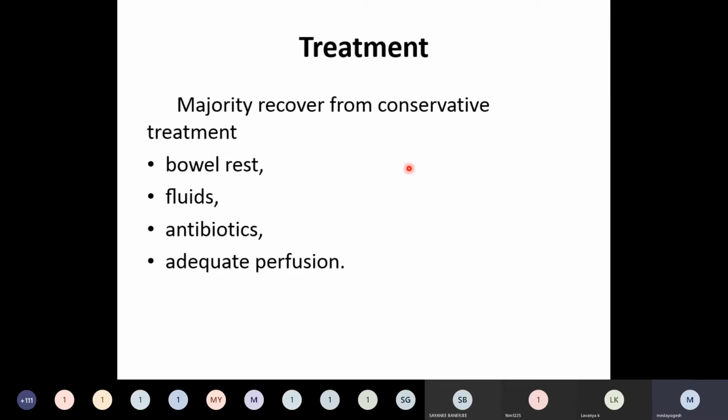The fluids have to be titrated as per the need, and the patient has to be started with antibiotics, preferably broad spectrum antibiotics. Adequate perfusion has to be maintained in these patients, because if the ischemia is not tackled in the early phase, the chances of going for gangrene and perforation are very high. So adequate perfusion and the parameters to check for perfusion, like oxygen saturation, vitals monitoring, and urine output, all these things have to be monitored regularly, apart from starting the drugs.